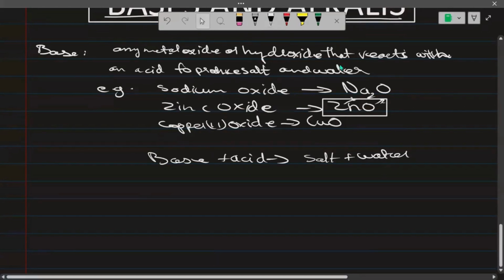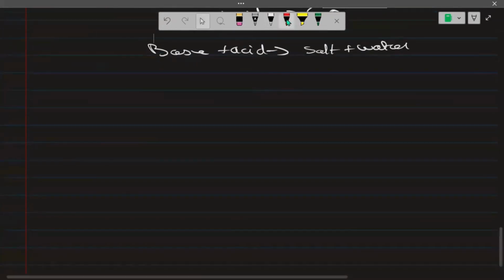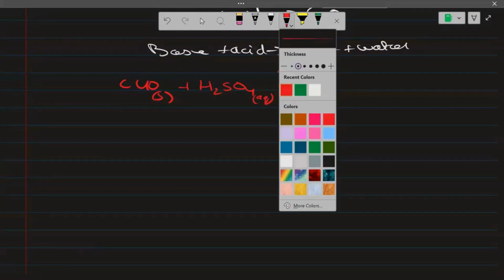We can write this base plus acid reaction. You may take a base, copper oxide. As we have seen, copper oxide is a base. So let's take copper oxide and an acid, dilute sulfuric acid. Copper oxide is CuO, a solid base mostly. And let's take H2SO4, dilute sulfuric acid, which is aqueous H2SO4.